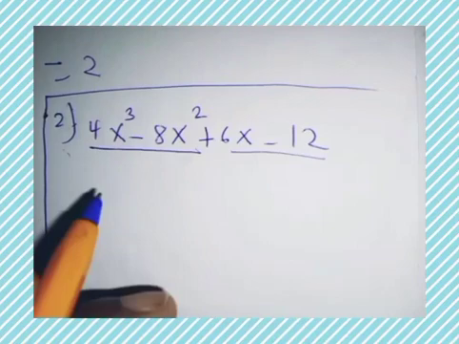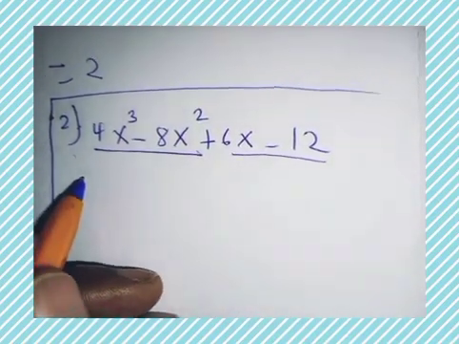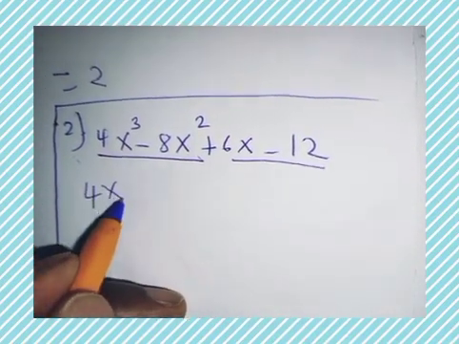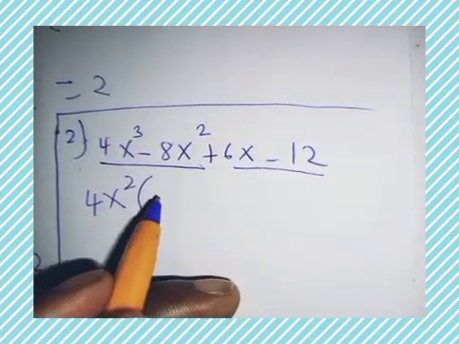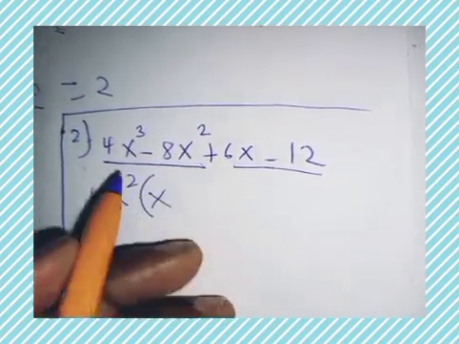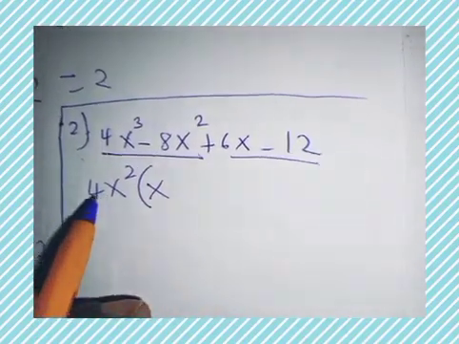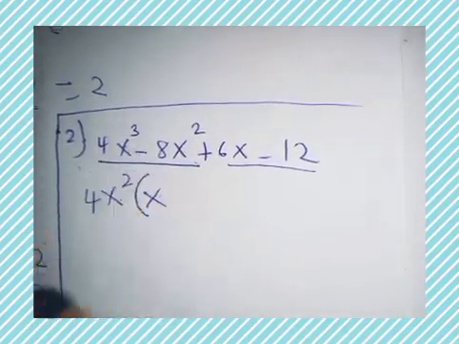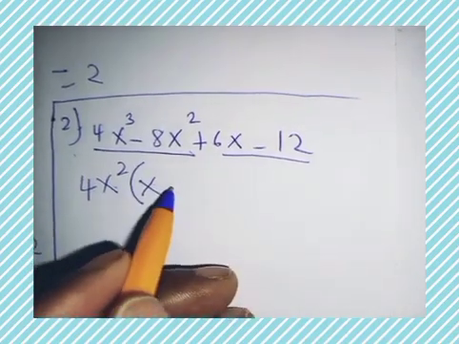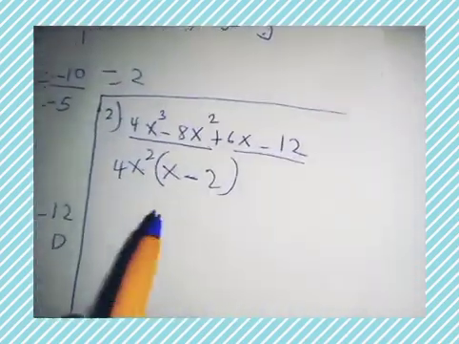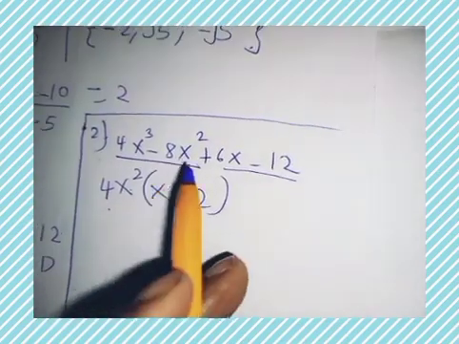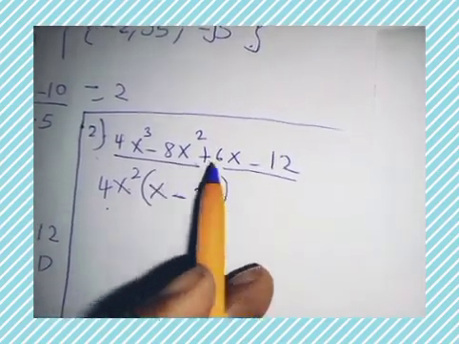In the first two, 4x squared is common, so we are left with x here, because 4x squared times x is 4x cubed, minus 2, since 4x squared times negative 2 will give us negative 8x squared.